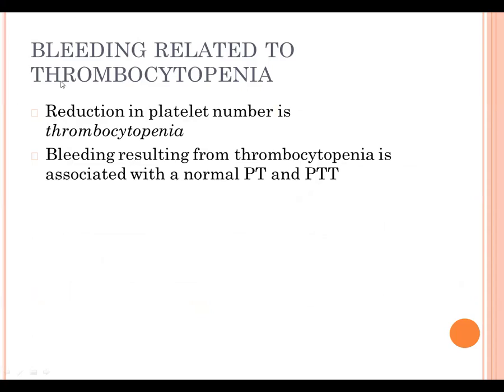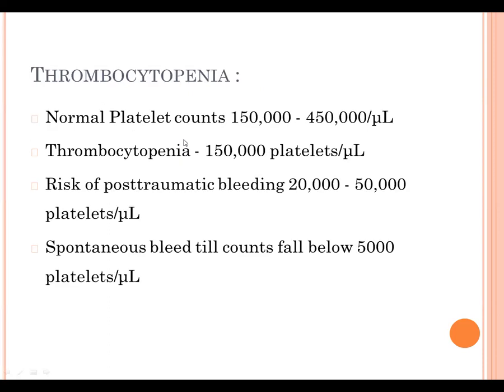The term thrombocytopenia indicates a reduction in the platelet number. This is known as thrombocytopenia. So bleeding resulting from thrombocytopenia is associated with normal PT and APTT because this is the coagulation profile. So here your clotting factors are not affected. That's why the PT and APTT will remain normal. Only the platelet count will decrease, and this is known as thrombocytopenia.